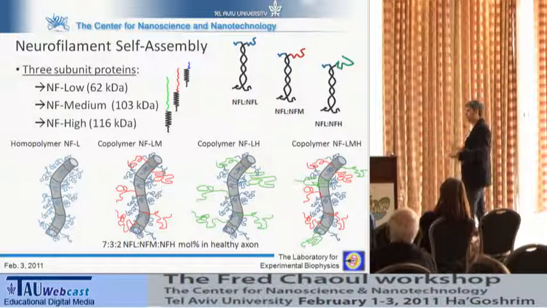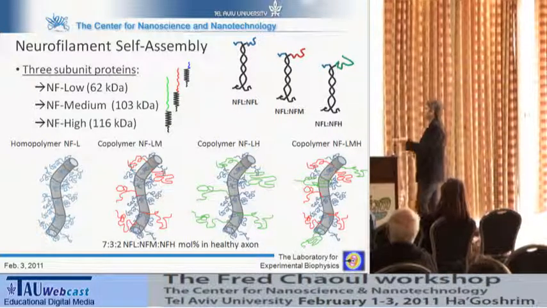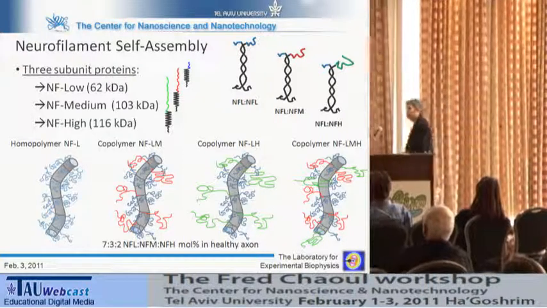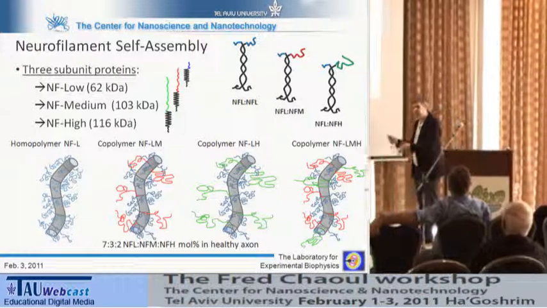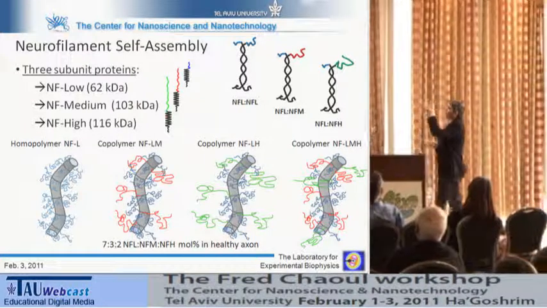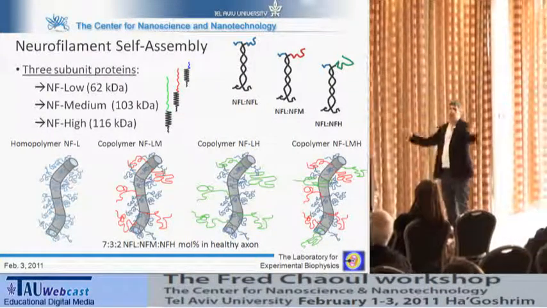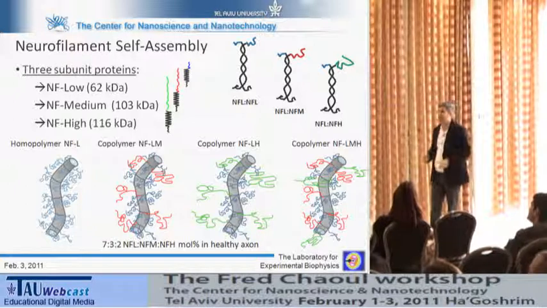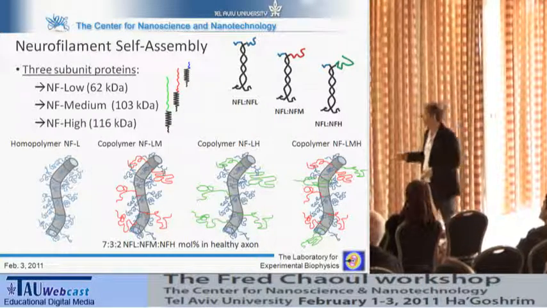In a healthy neuron, the molar ratio between low, medium, and high is 7:3 to 2. In a disease state, it's different. Okay? So we want to understand the relation between the composition and the properties this polymer is giving us. Very complex polymer.